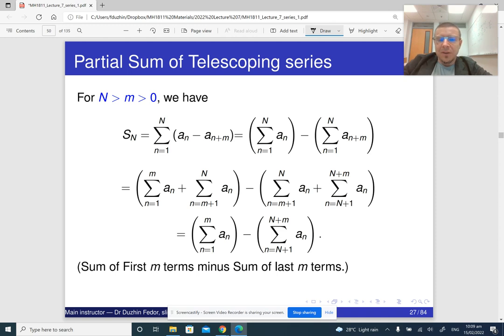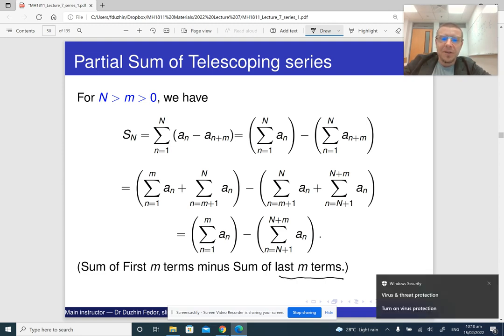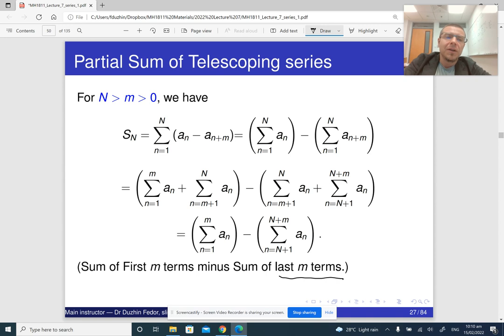All right, so now if you write it down element by element, you will see that almost everything is going to basically cancel out, and the nth partial sum of our telescoping series is going to be the sum of the first m terms minus the sum of the last m terms. So it's just like that. Well, those last m terms meaning those that come after n. Now, this is an explicit formula for Sn.